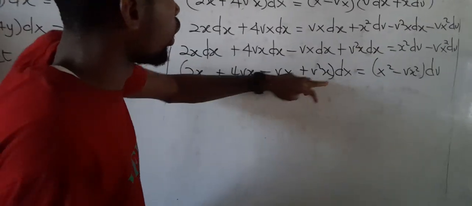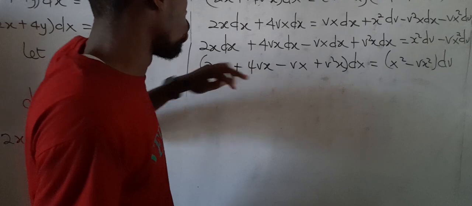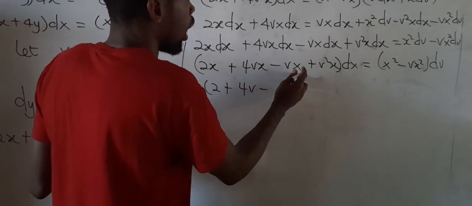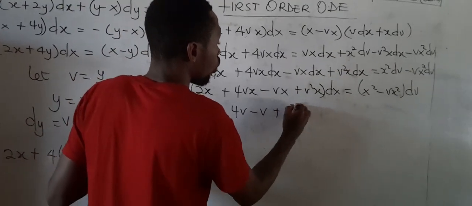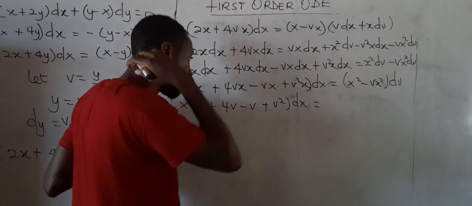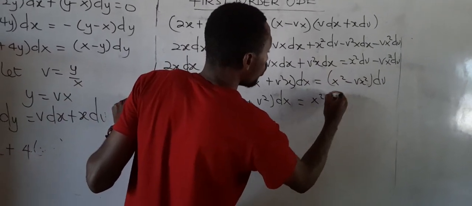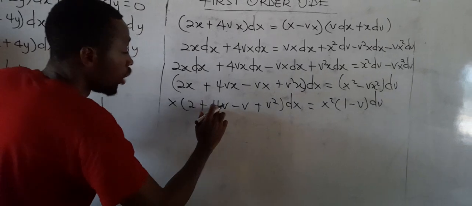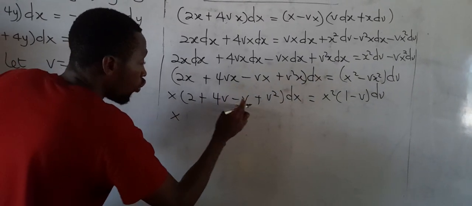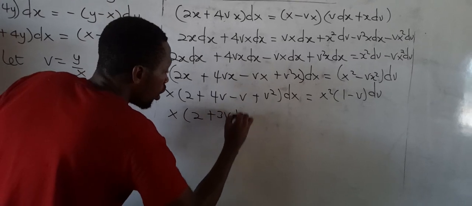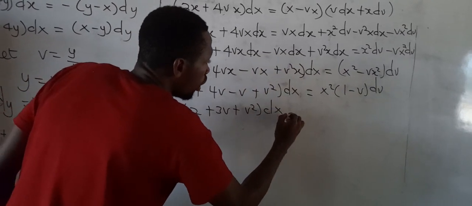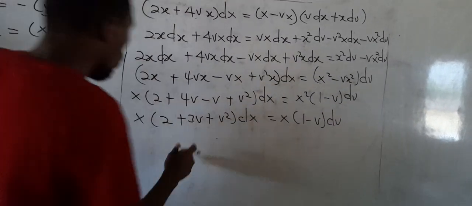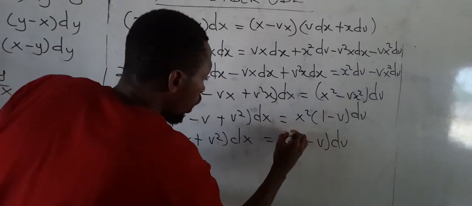What's the next thing? We try to see what is common again. You realize that x is common, so we bring it out. x out, what will be left here? 2, x out 4v, x out v, x out plus v squared, dx. And this is equal to, what is common here? x squared is common, bring it out. Then (1 - v) dv. So we can simplify this. See, 4v minus v will be 3v, plus v squared, x dx equal to x squared bracket 1 minus v dv.